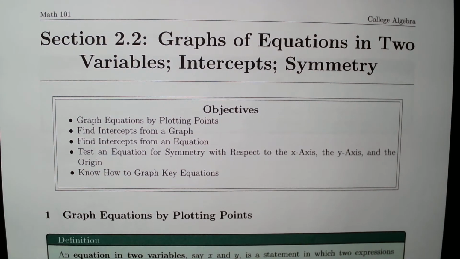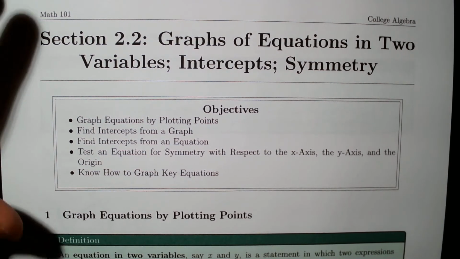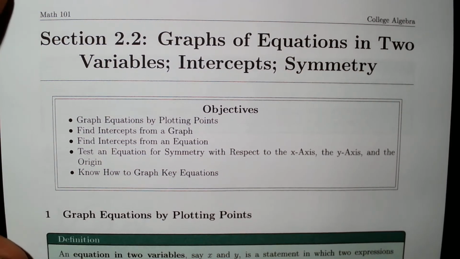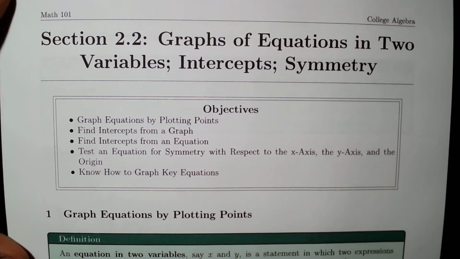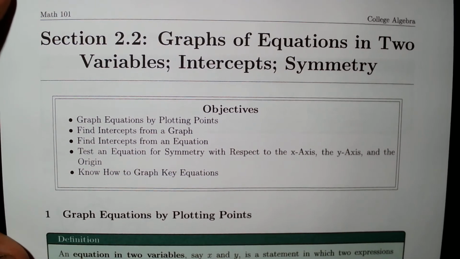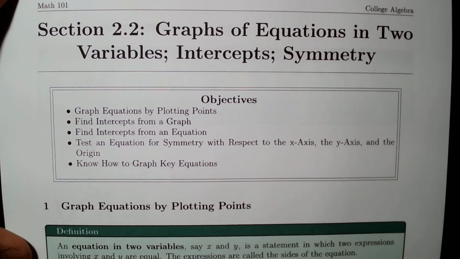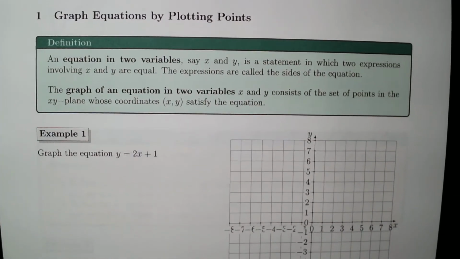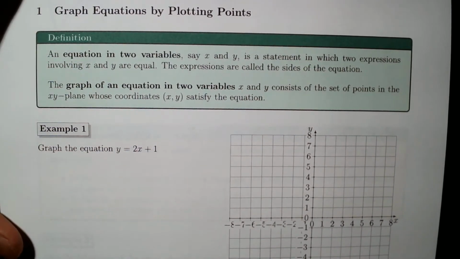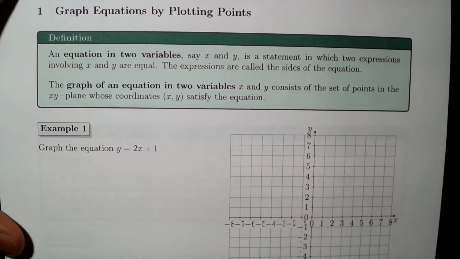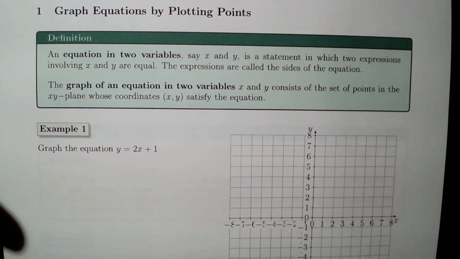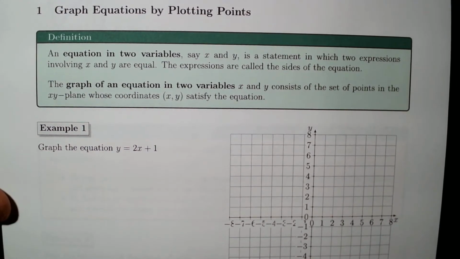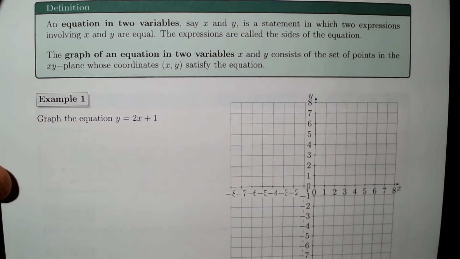Alright, so in this video we go over section 2.2, which is graphs of equations in two variables, intercepts, and symmetry of graphs from equations. Okay, so graphing equations by plotting. In this case, I don't want to spend too much time doing too many examples of this, because this is something we have been doing a lot in previous courses.